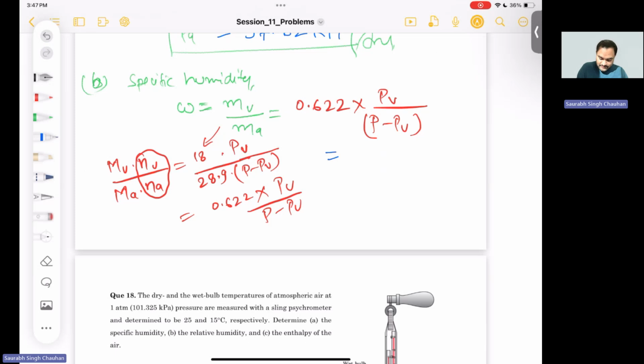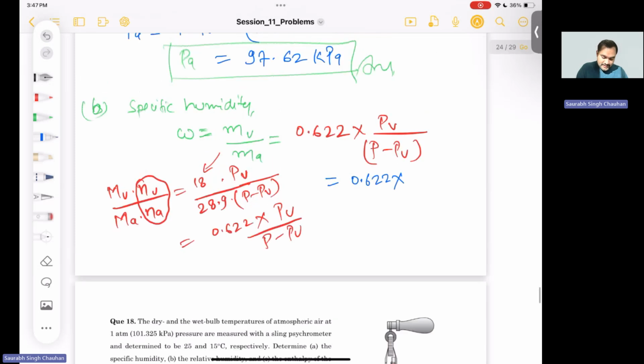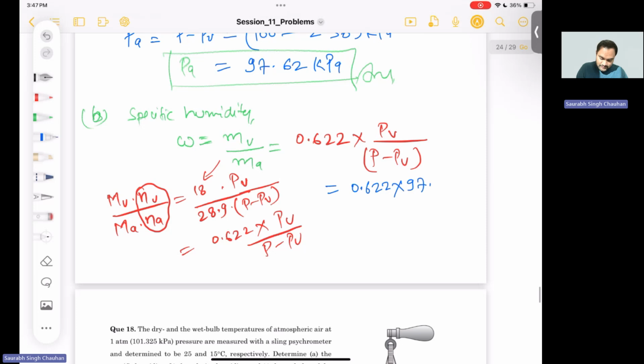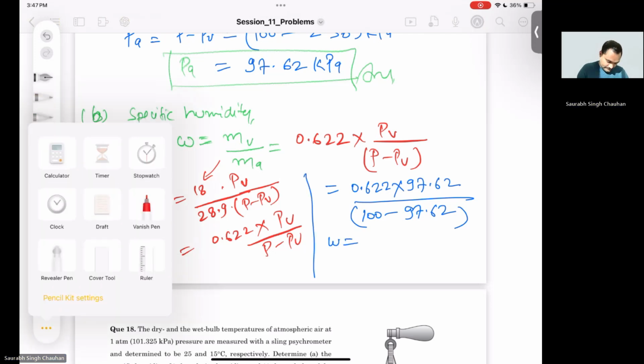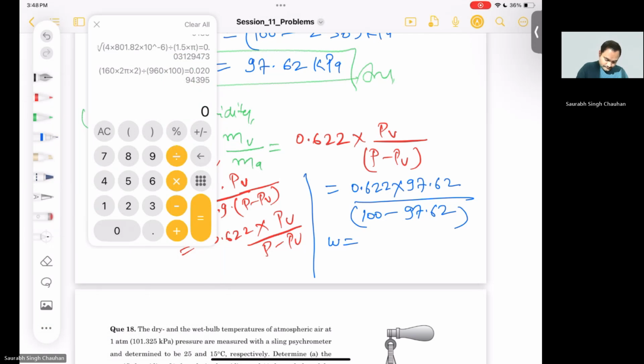If you just substitute the value, PV we have already calculated, so it is 97.62 divided by 100 minus 96.62. So this will be our specific humidity. 0.622 into 97.62, 100 minus 97.62. So it is coming out to be 25.